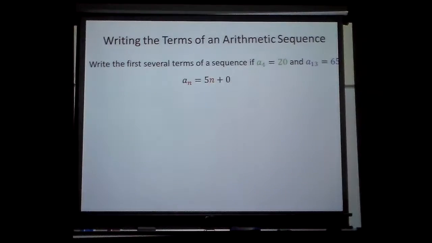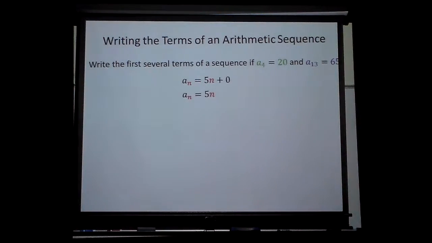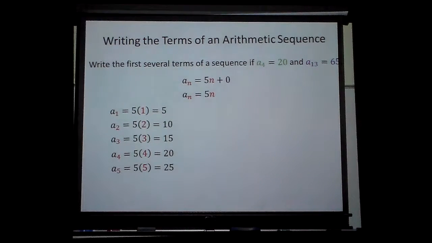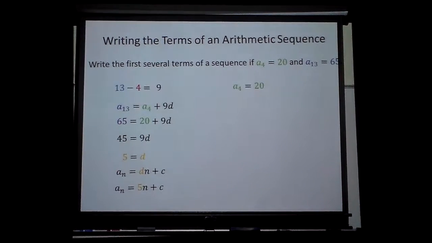So to write the terms of the sequence, here's my formula. If I want to write the first 5 terms, it's just a sub n equals 5n. 5 times 1 is 5, 5 times 2 is 10, 5 times 3 is 15. We already know 5 times 4 is 20, and 5 times 5 is 25. I just wrote the first 5 terms from the fact they gave me 2 terms, but it's very, very similar to slope.